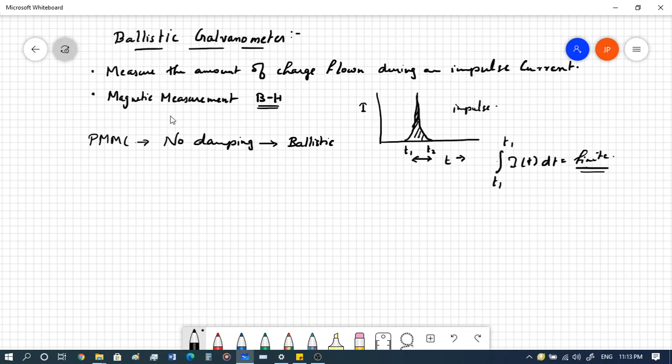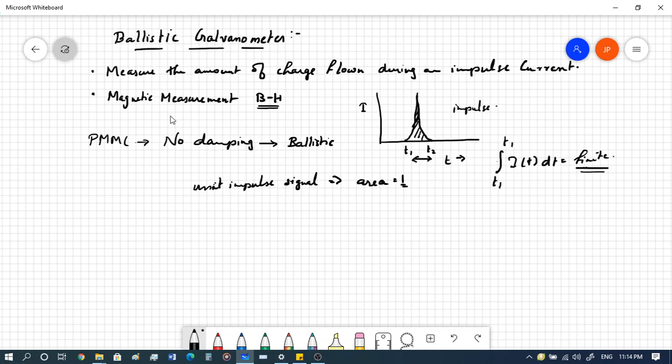And there is a signal that is known as the unit impulse. A unit impulse signal generally has an area equal to 1. So this is an impulse signal, an impulse current, which comes for a very short duration of time and just disappears just like that. We'll see how we can measure the charge flown during this impulse current.